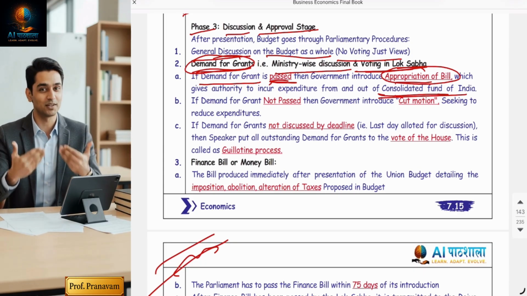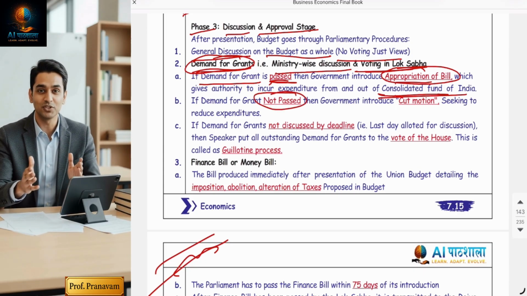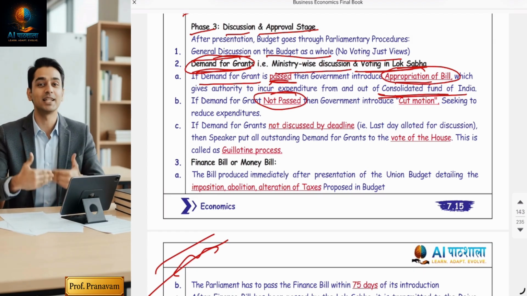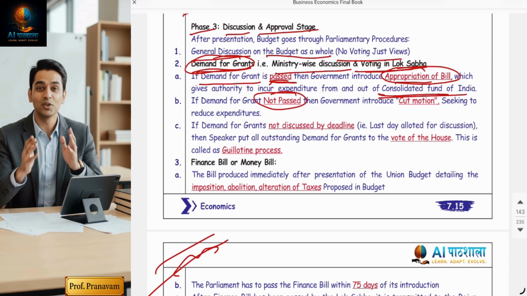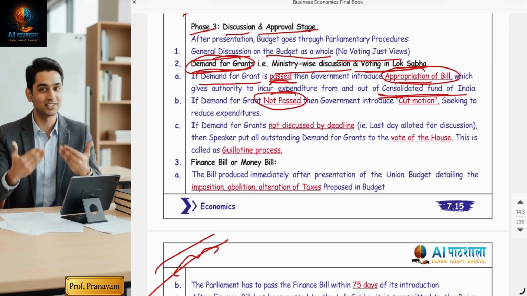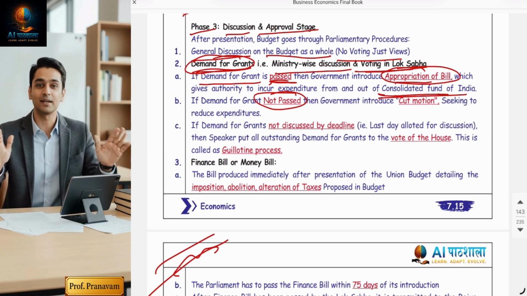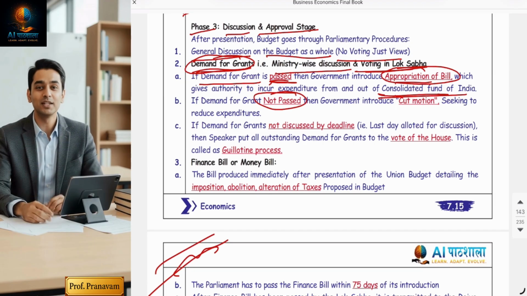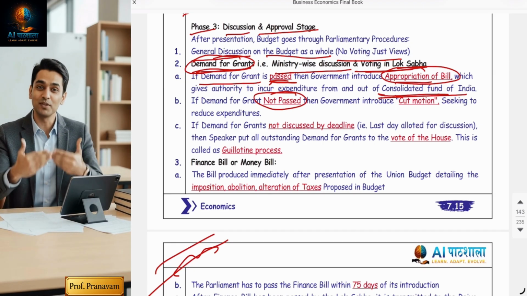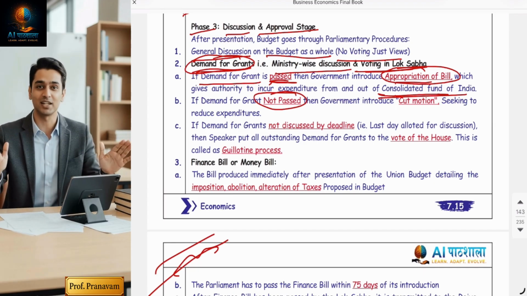Okay, but what if the demand for grant is not passed? Sometimes the amount demanded by the state, by its ministry, is unreasonable or inappropriate. Let's say I have demanded 1 lakh crore. Now the decision comes that 1 lakh crore is too much this year, so reduce the budget. So again, they have to represent the demand. Why is the demand not passed? Because it might be that the demand for that money is huge.